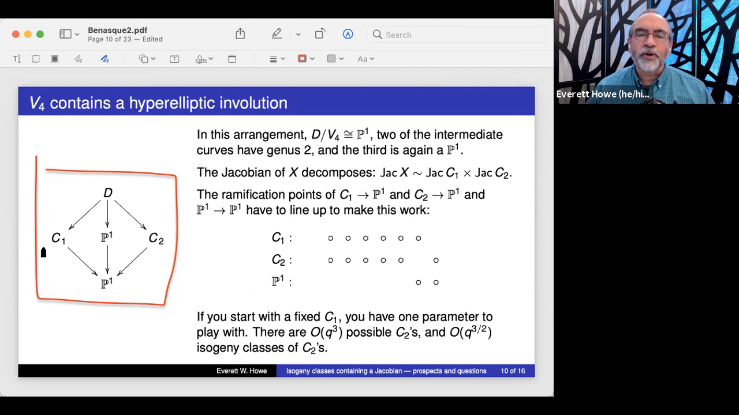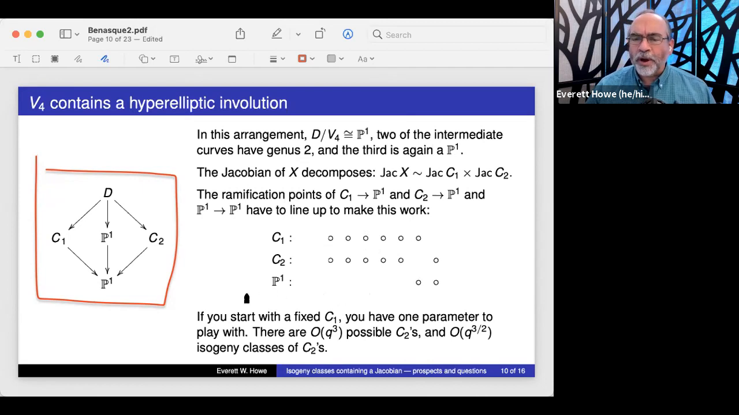And to construct something like this, you need to have the ramification points of this cover of P1 and this cover of P1 line up correctly. So here's my little schematic diagram. There are 6 points in P1 that ramify going up to C1, and there are 6 that ramify going up to C2. And in order for this middle curve to have genus 0, when you add these together mod 2, you need to have 2 ramification points. So this is the alignment that you have to have.